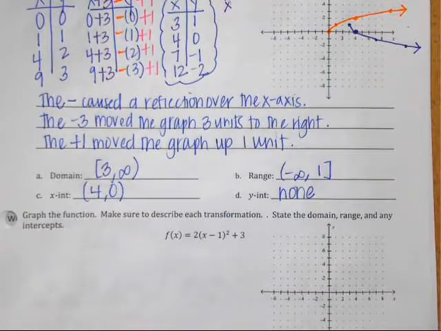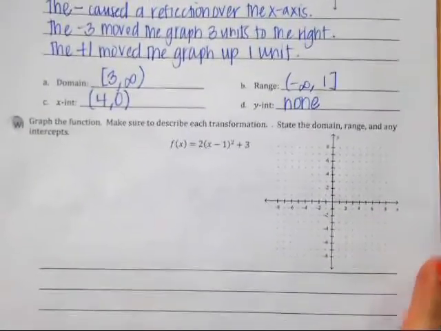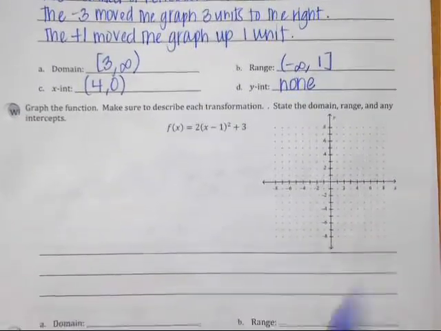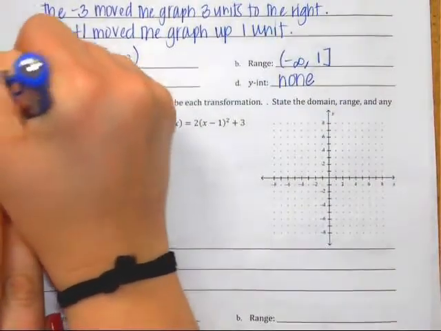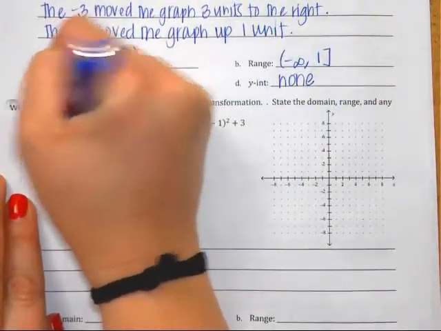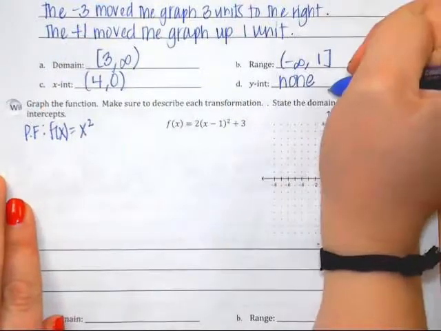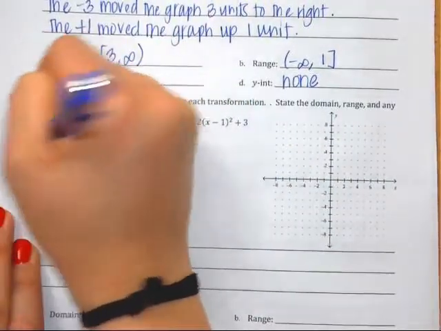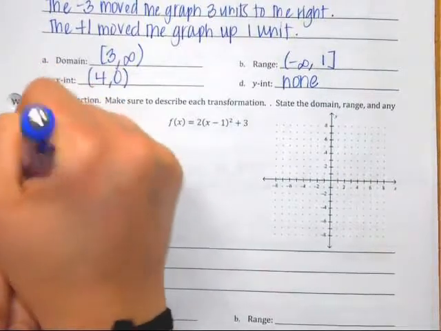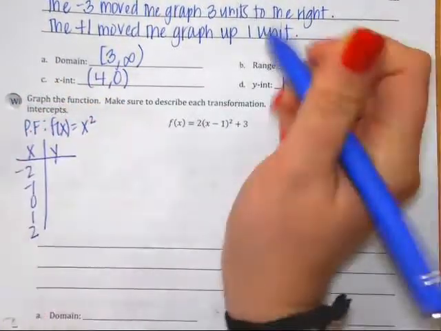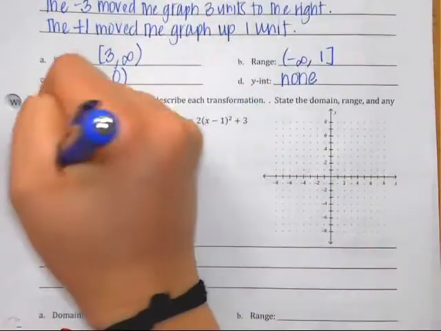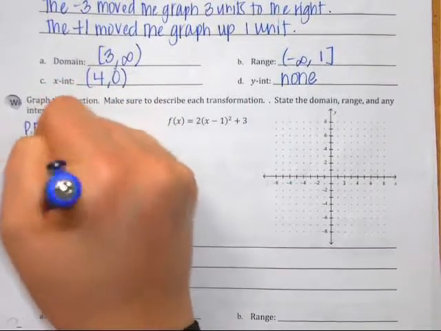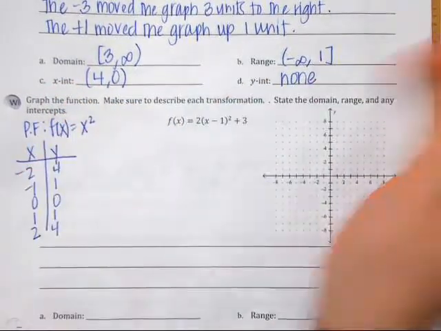Okay, so now on to 7. Pretty similar, right? It's just a little bit different transformations here. So we start the same, with my parent function. My parent function here is x squared. And so we start with that table. Now this is one of our more normal ones, right? We can plug in any x value and get a y. So negative 2 squared is 4, 1 squared is 1, 0, 1, and 4.